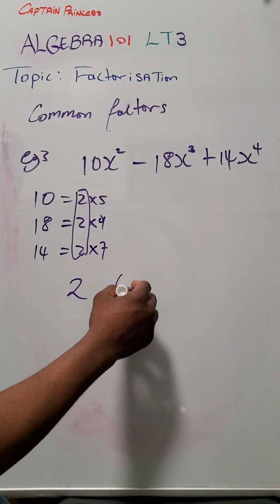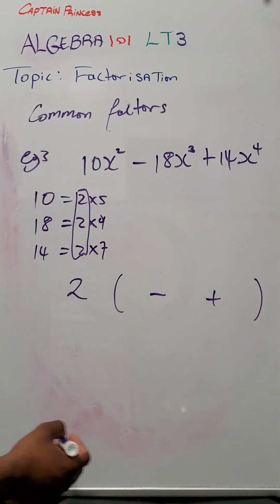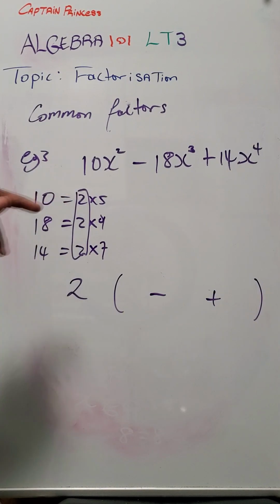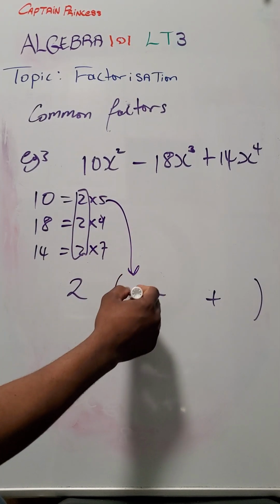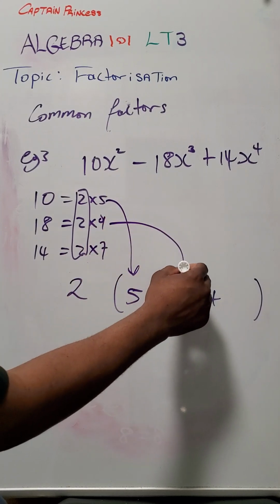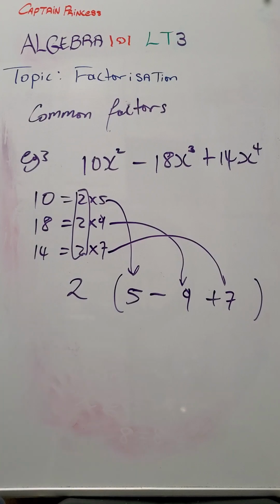Then we know that we should have one term and a minus sign and then a plus sign and then the bracket close. So for this, 2 divided into 10 will give us 5, or we can just simply write the 5 here, and we can write the 9 here, and we can write the 7 here. And then that will complete the factorization for the coefficient.